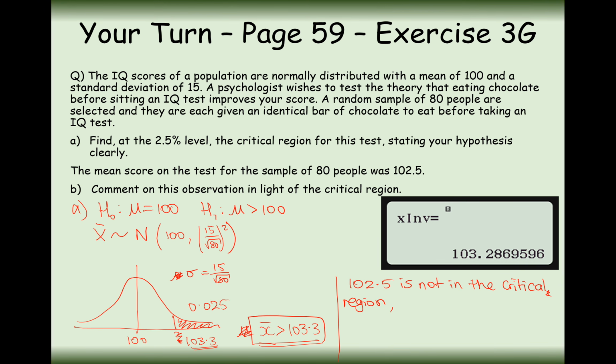I'll just finish off by saying this last bit here. So it's not in the critical region, therefore there is not enough evidence to reject the null hypothesis, or you could alternatively say accept the null hypothesis. In terms of the context of the question, you would write something along the lines of, it appears that chocolate does not improve the IQ test score of a sample of 80 people. Okay, so there we are. That's the answer to this question then.